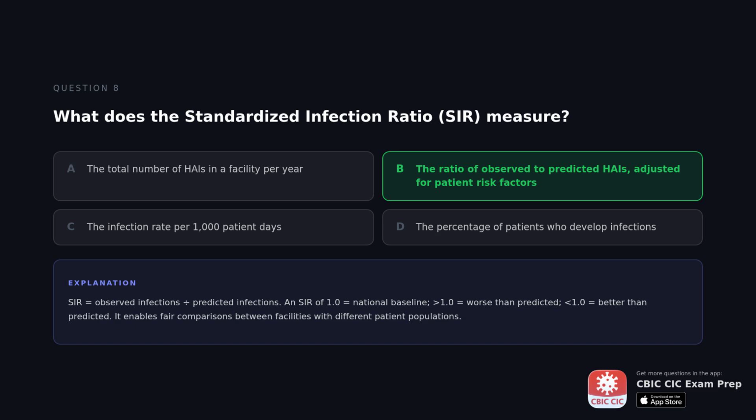The correct answer is the ratio of observed to predicted HAIs, adjusted for patient risk factors. SIR equals observed infections over predicted infections, and an SIR of 1.0 equals the national baseline. Above 1.0 equals worse than predicted. Below 1.0 equals better than predicted. It enables fair comparisons between facilities with different patient populations.